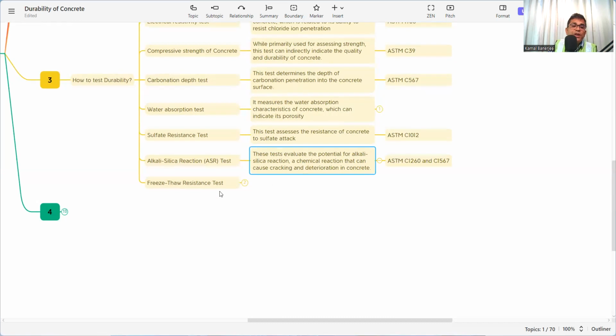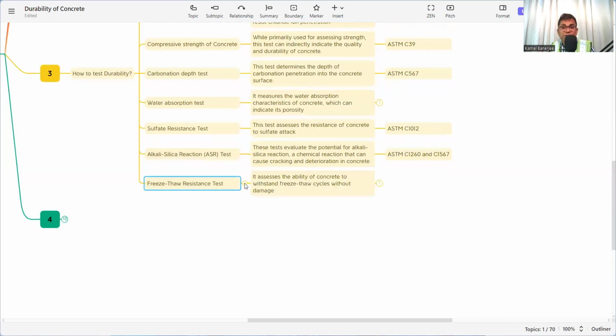And then again, the freeze-thaw cycle test, that I already discussed. What is the freeze-thaw cycle? The water will penetrate, and if the temperature is below the icing temperature, it will become ice, and it will increase in volume, and it will cause cracks in the concrete. So how can we measure it? ASTM C666 is the measuring code.